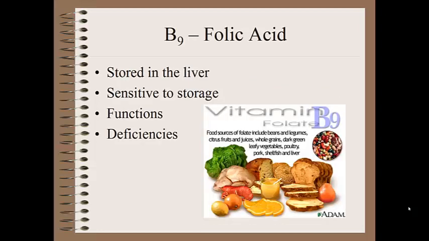B9 or folic acid is needed for red blood cell synthesis. It is stored in the liver. It is sensitive to storage, meaning that again, if sunlight or weather damage has turned your hay from green to yellow, then your folic acid is going to be damaged and you won't actually have that uptake in the body. It's needed for red blood cell synthesis, mainly because your oxygen needs to be carried in the blood, and the red blood cells are what does this. So folic acid is very necessary to build those red blood cells for oxygen carriage to your cells.